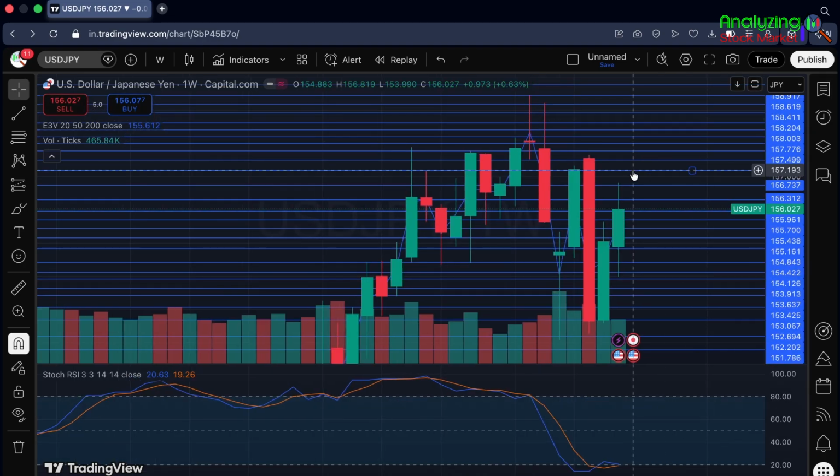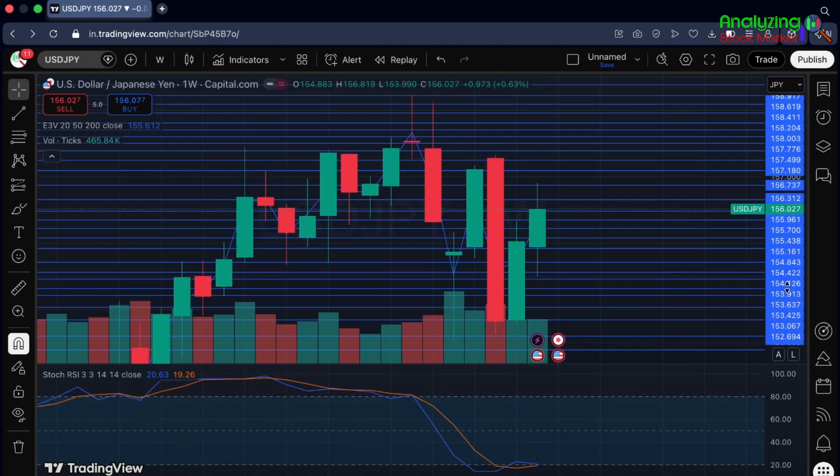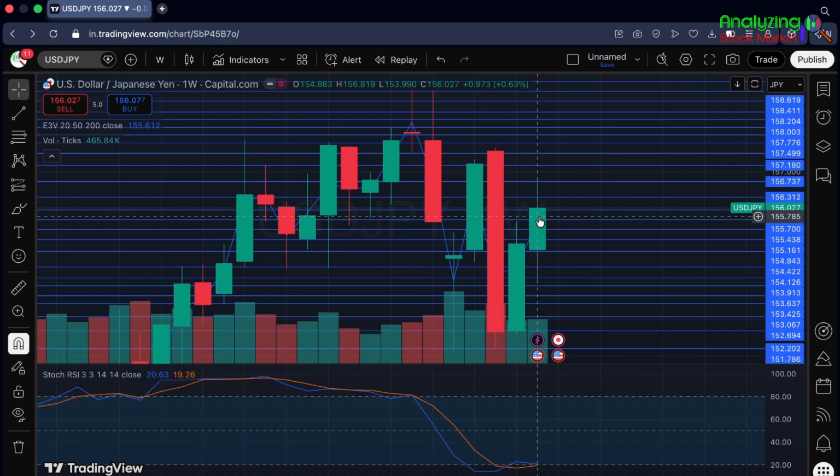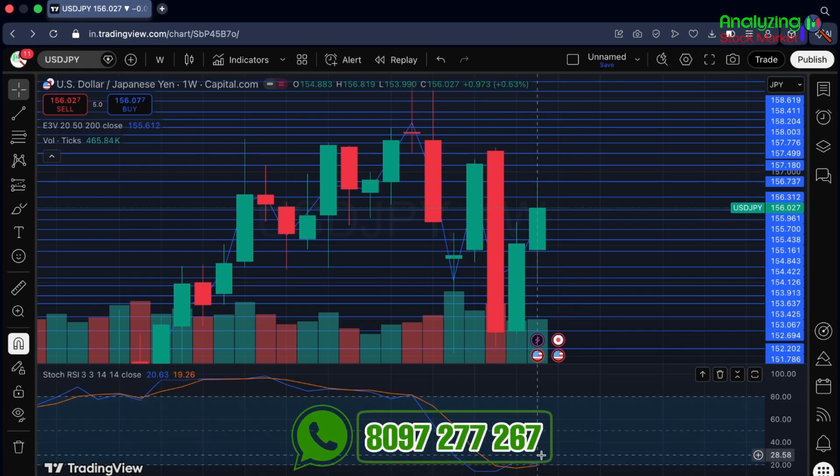So here, this is a weekly chart. In this weekly chart we can see a good bullish candle with a medium body and a big lower and upper wick. If I talk about the stochastic RSI, it is around the 2019 level, which is indicating positive momentum because it's currently in the oversold area. So overall my expectation is positive according to stochastic RSI.